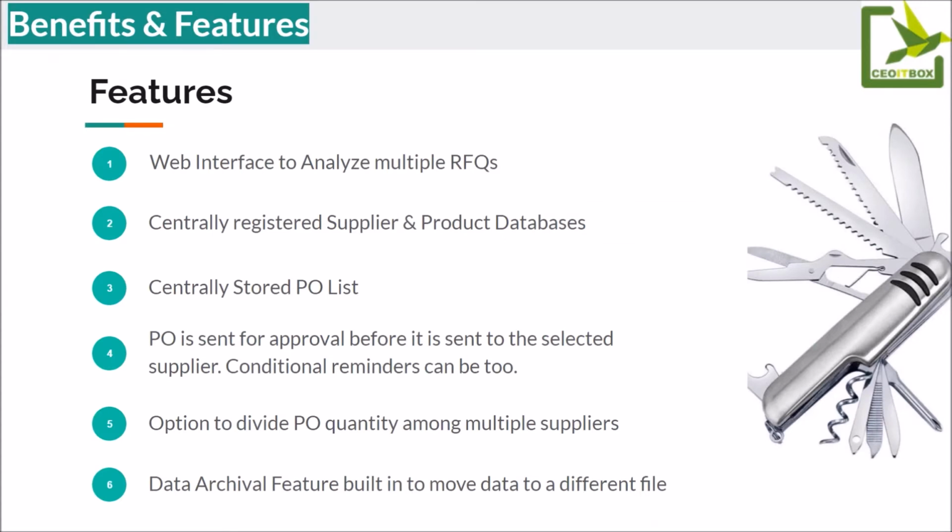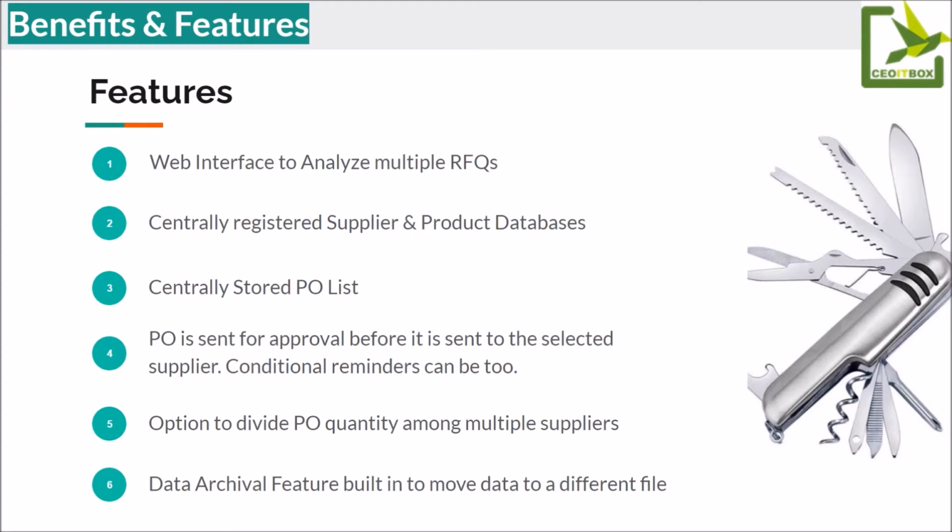The features include a web interface to analyze multiple requests for quotations. Now, you can analyze either based on a single product or at an entire PO level. We will also have two centrally registered, supplier and product, databases using which the entire system is run. Centrally stored PO lists are also going to be available. PO is also sent for approval before it is actually sent to the final vendor, whoever is selected.